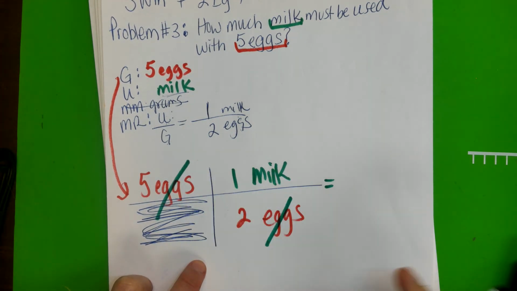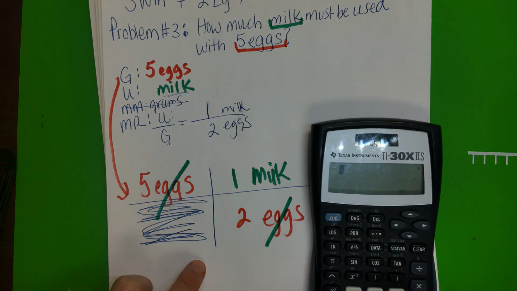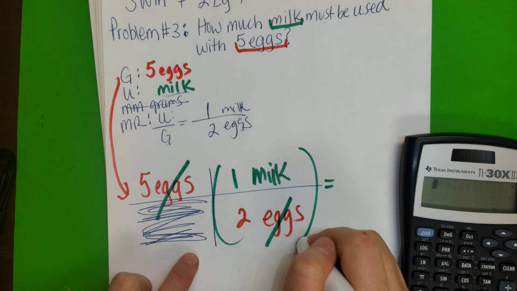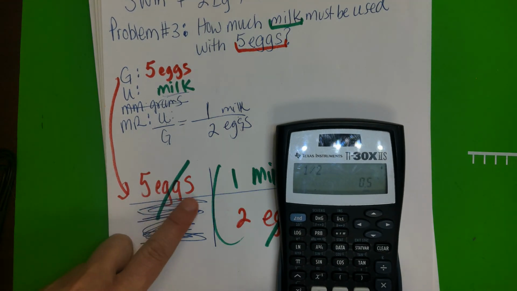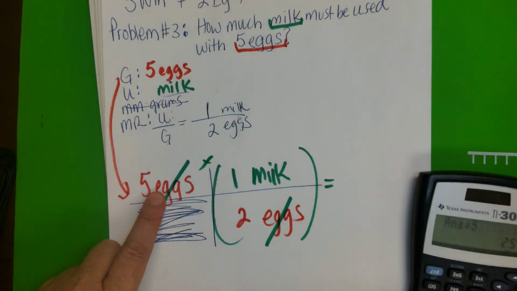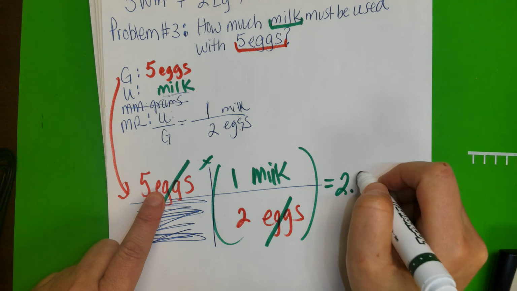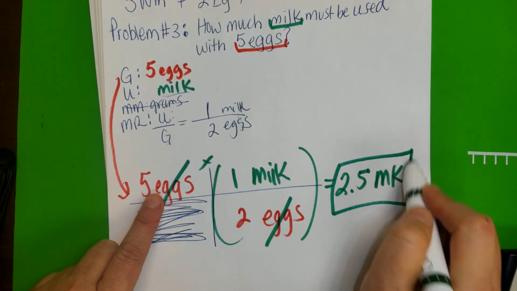So these cancel out, of course. So keep in mind we could use this as parentheses. 1 divided by 2 equals 0.50, and then you can just multiply it by 5 equals 2.5 cups of milk. And that will be your answer.